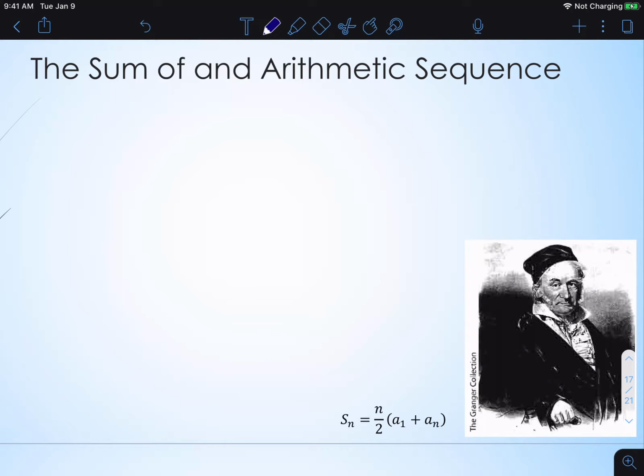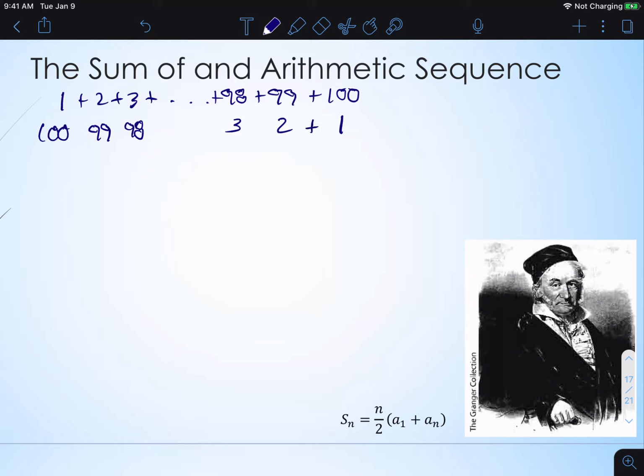Well, in just a few seconds, Carl Friedrich Gauss came back and said, here it is. And this is how that story went. This is what he did. Gauss knew that if I took 1 plus 2 plus 3 plus dot, dot, dot, 98, 99, 100, all the way up to 100 and added those numbers together, that it's the same as saying I could do it this way too. 1 plus 2 plus 3 plus, and go 100, 99, 98, and look at what we've got. So we're just going to add those together backwards.